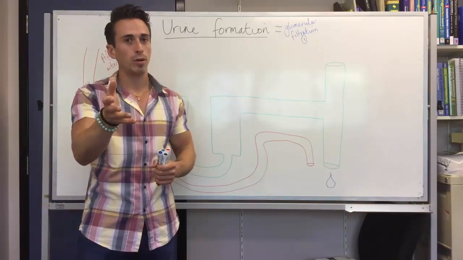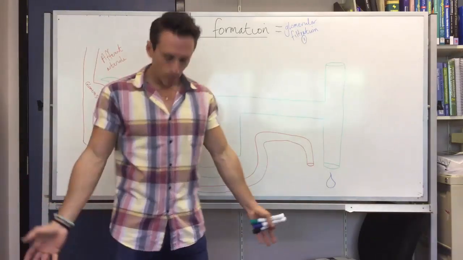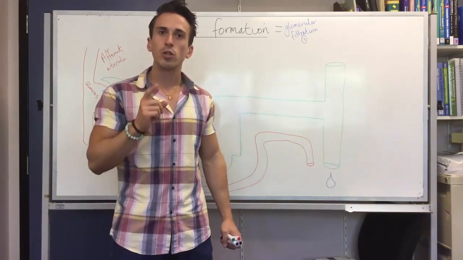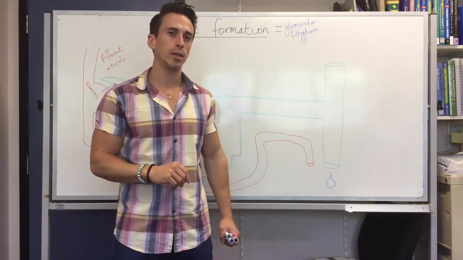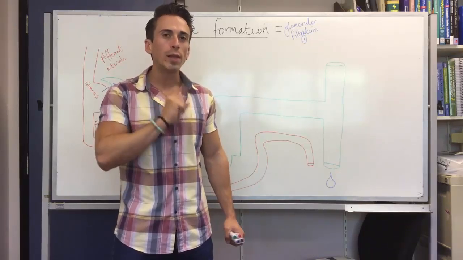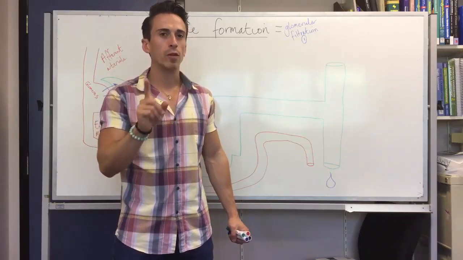That's the cardiac output. Now that 5 litres a minute goes to the whole body, right? So only a fraction of that is going to get to the kidneys. 20% of that will get to the kidneys. What's 20% of 5 litres? 1 litre. So 1 litre of blood goes to the kidneys every minute.